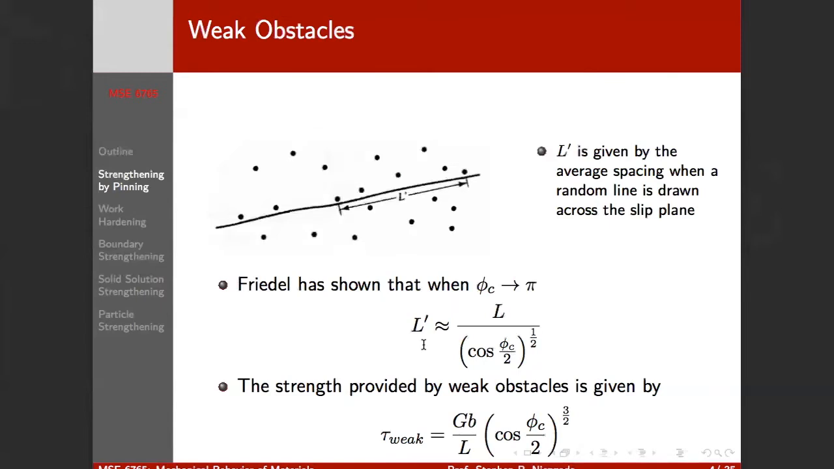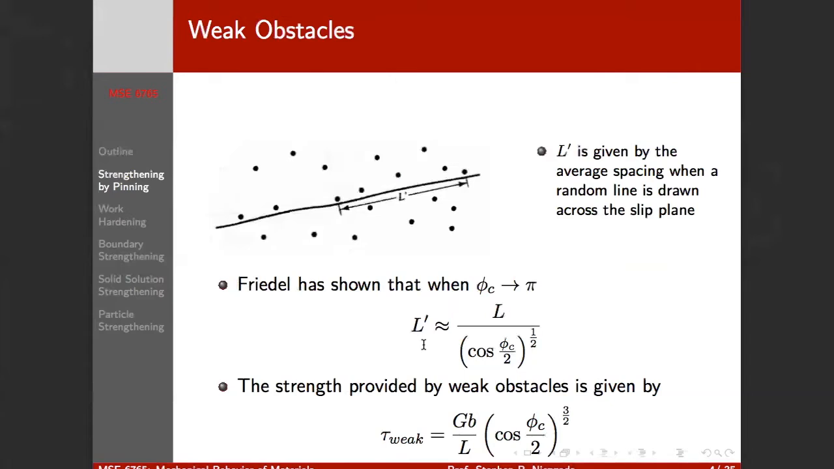We don't have a significant amount of bowing. And so for weak, we end up with the same factor, but now we've got 3 halves here, and our phi critical is approaching pi. So we've got something small raised to a power greater.